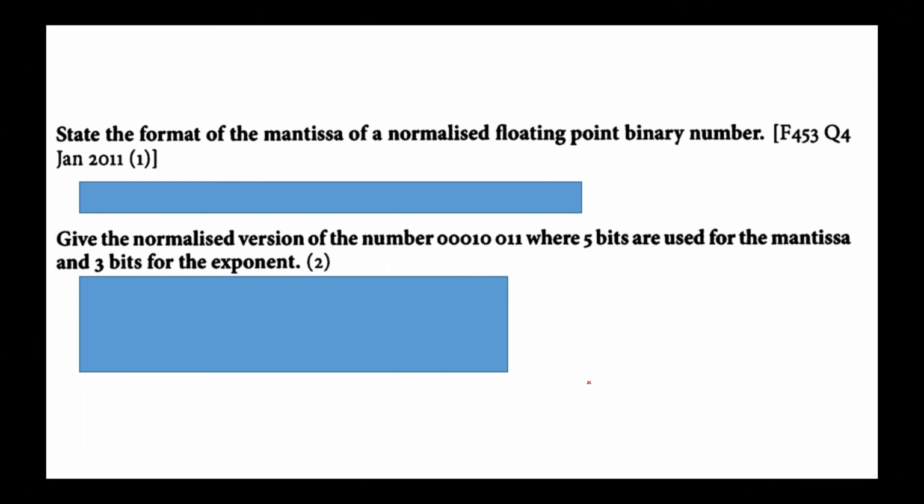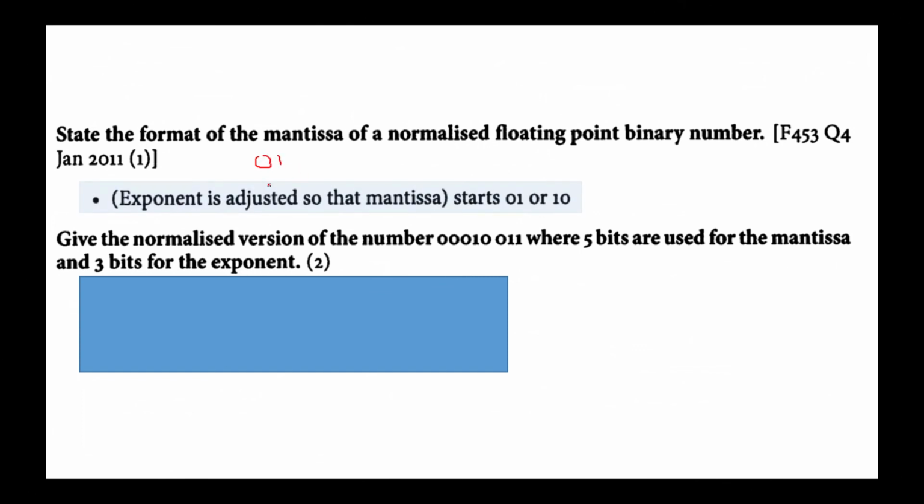So here we go. Now, this is a very good thing to know. What did I say before? Is that 0.1 for a positive? Oh, yeah. It doesn't actually say if it should be positive or not. You just got to say the exponent is adjusted so that mantissa starts with either 0, 1 or 1, 0. It might be good though if you do actually say 0, 1 for positive and 1, 0 for negative.